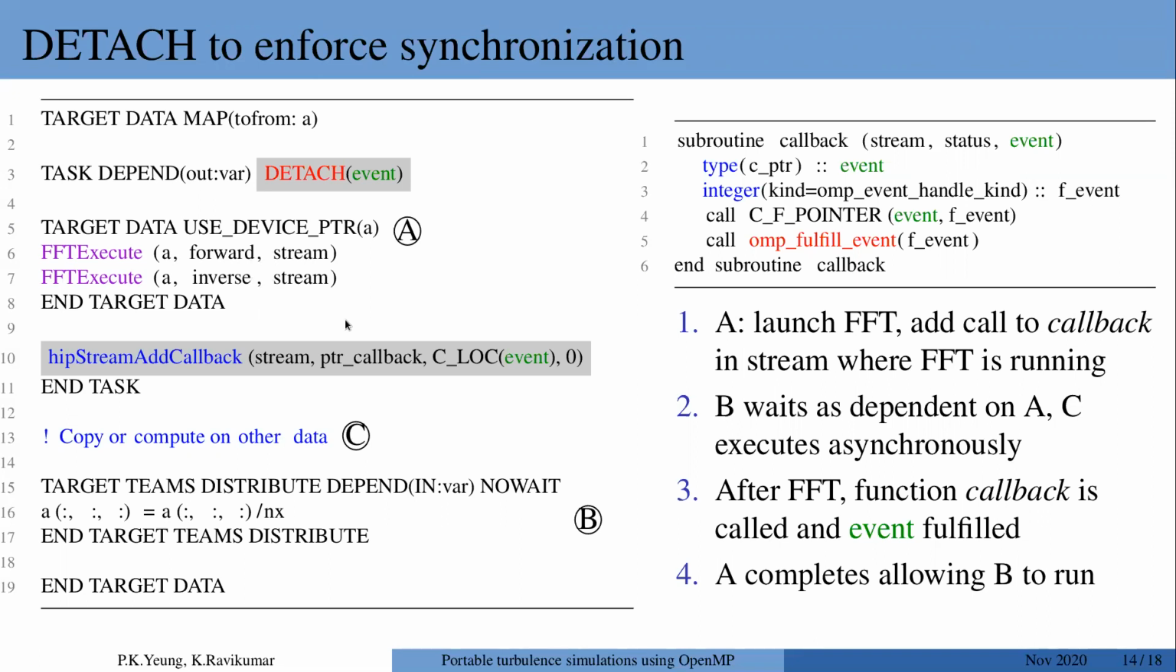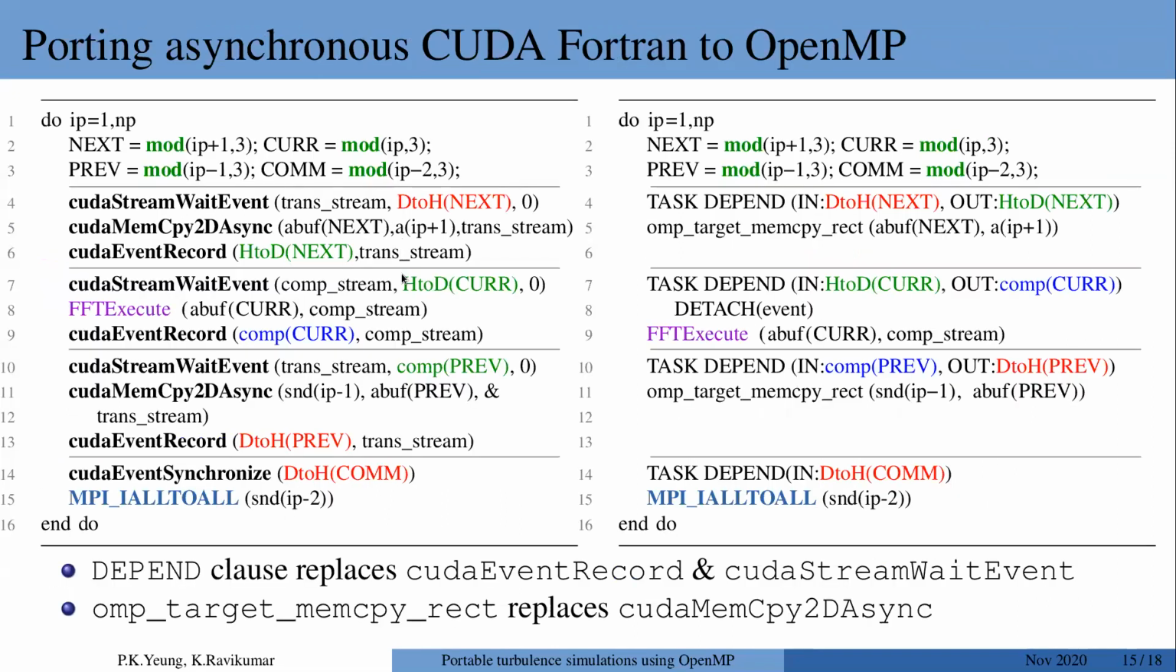So this way we can use the detach clause to enforce the required synchronization and also introduce some asynchronism in the code. Next, we look at porting the batched asynchronous CUDA Fortran code to OpenMP. On the left, we have the CUDA Fortran code, and on the right, we have the OpenMP code.